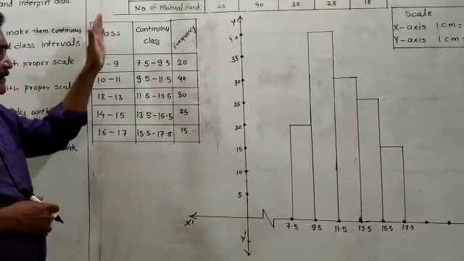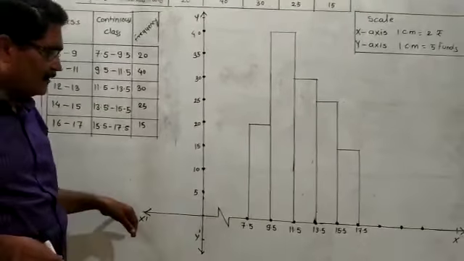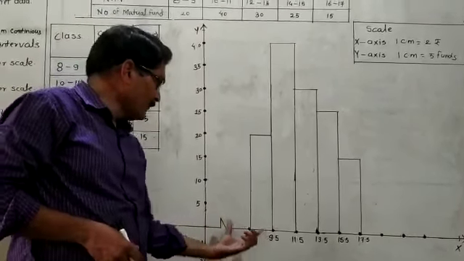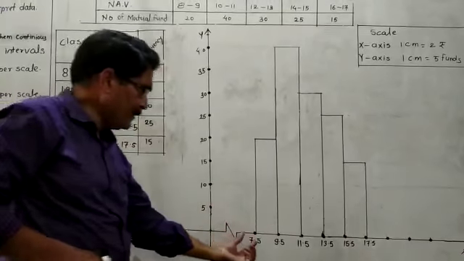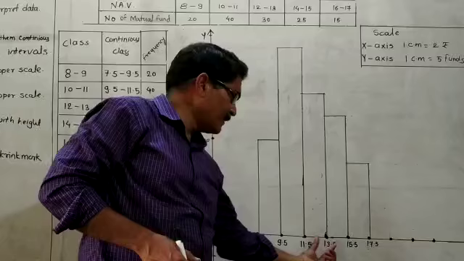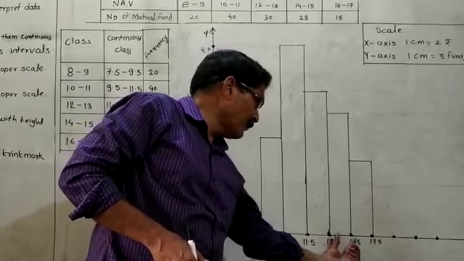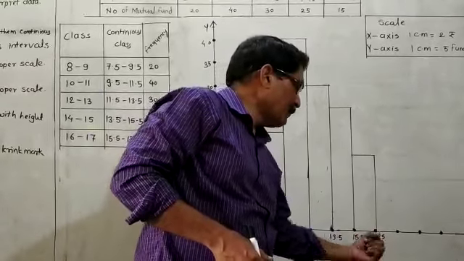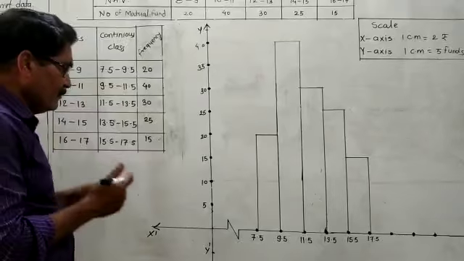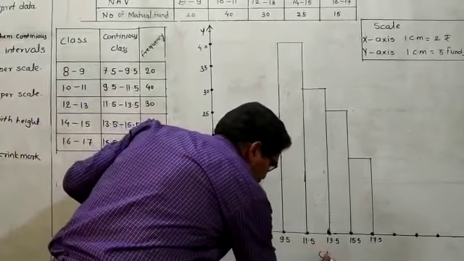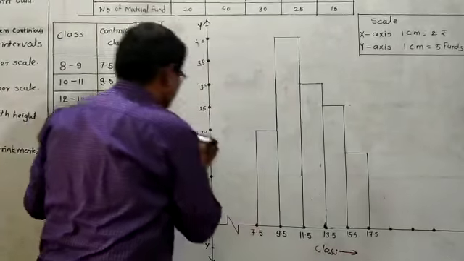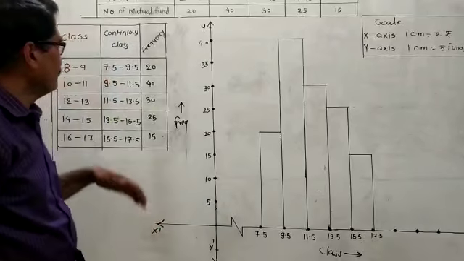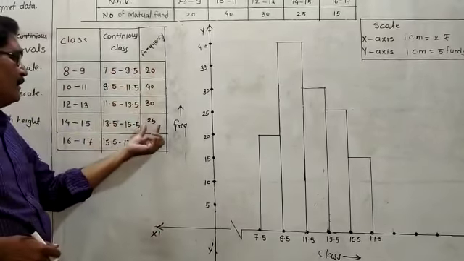So once your classes are continuous, you have to draw the x-axis, the y-axis, the break mark, and write the first class. First class is 7.5 to 9.5, second class is 9.5 to 11.5, third class is 11.5 to 13.5, next class is 13.5 to 15.5, next class is 15.5 to 17.5. In this way you have to write the classes on the x-axis and frequency on the y-axis, and you have to see this frequency: 20, 40, 30, 25, 15.